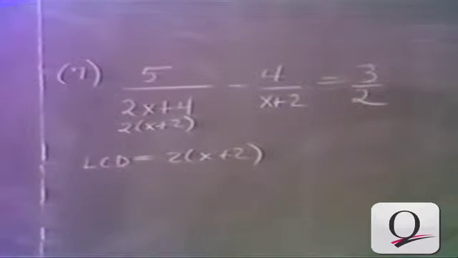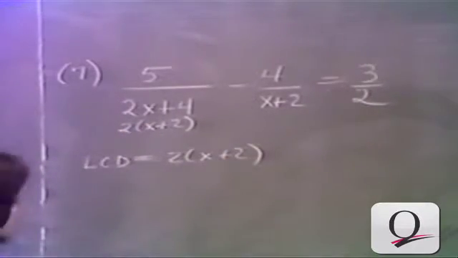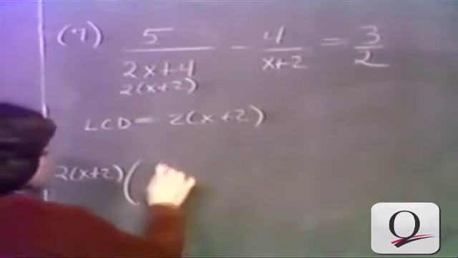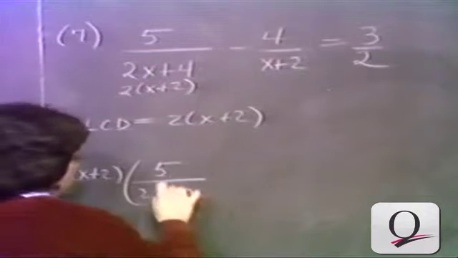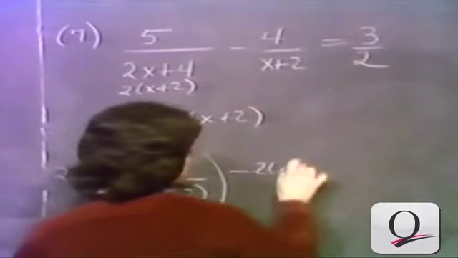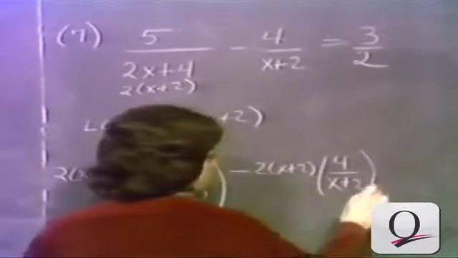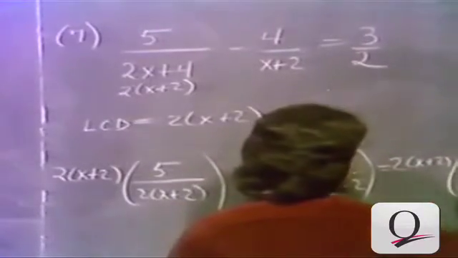Now we'll multiply both sides of the equation by 2 times x plus 2. So we'll have 2 times x plus 2 times 5 over 2x plus 4, which is 2 times x plus 2, minus 2 times x plus 2 times 4 over x plus 2 equals 2 times x plus 2 times 3/2.